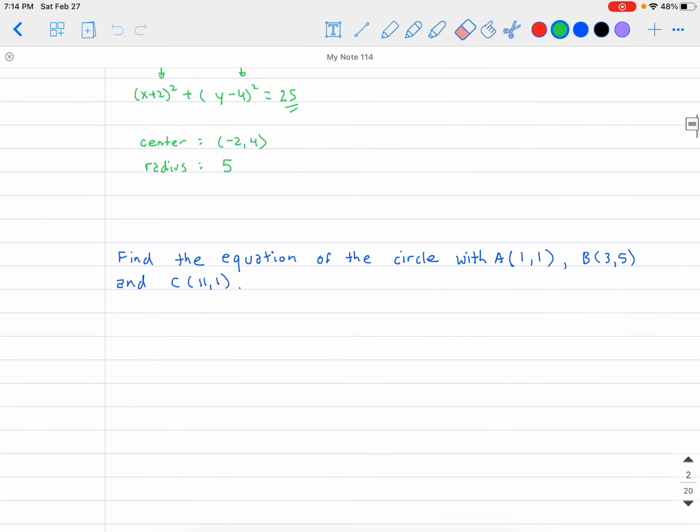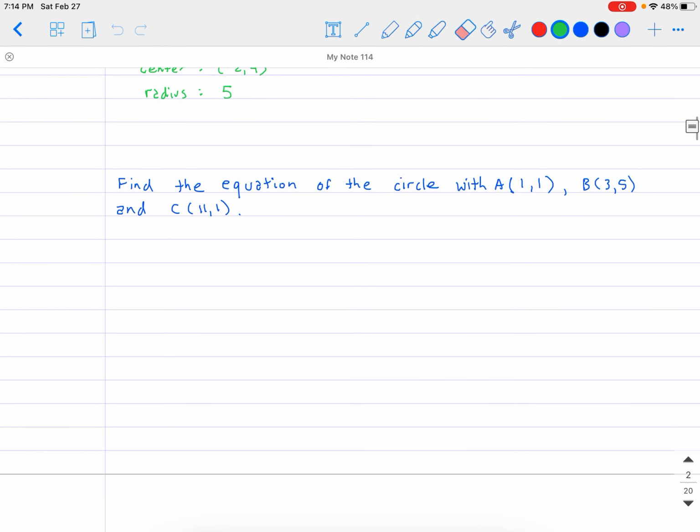Finally, for this last one right here, let's go ahead and see if we can do a little bit of analytic geometry, okay? For this problem, it says find the equation of the circle with (1, 1), (3, 5), and also (11, 1) on the circle. So these are points that are going to be on the circle, and I want to find out what the equation is going to be. Now, if we were to sketch that out just to see what that looks like, which is always a good place to start, here is what we have.